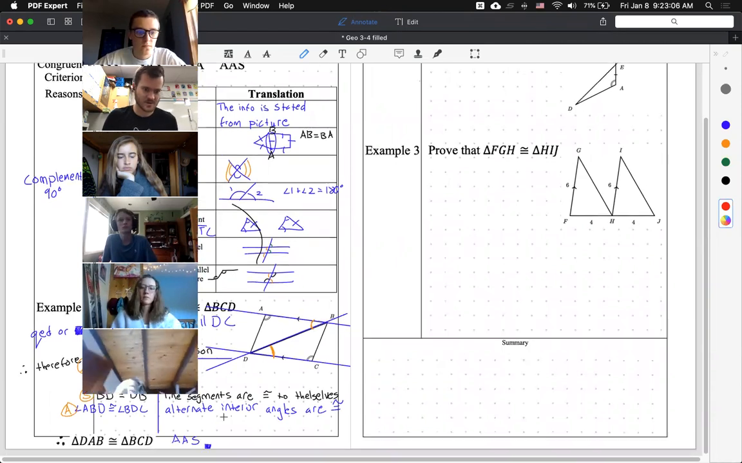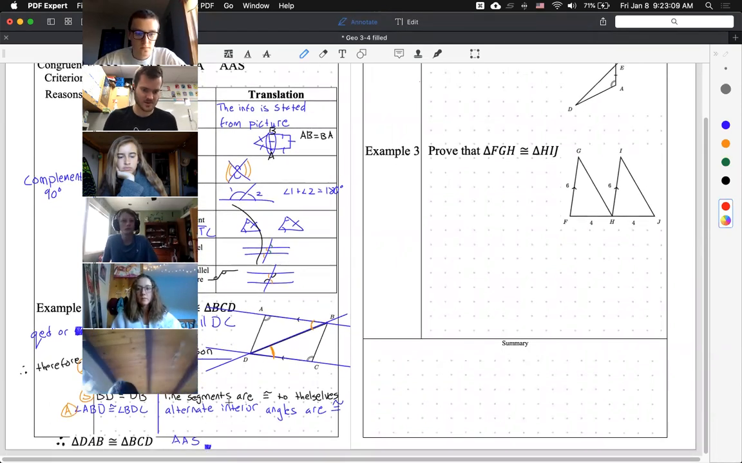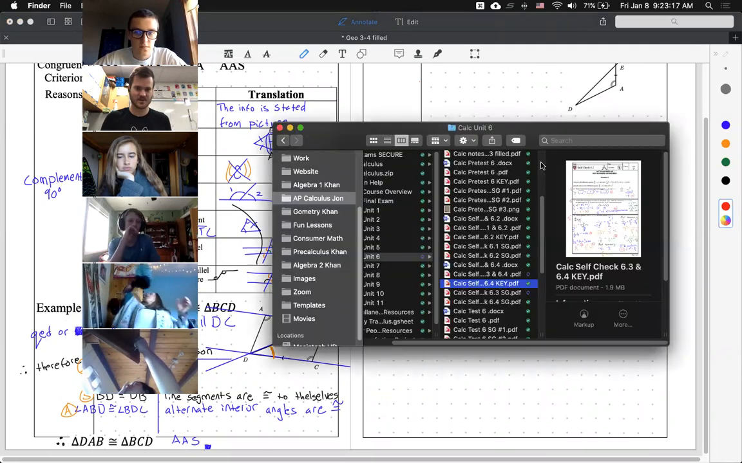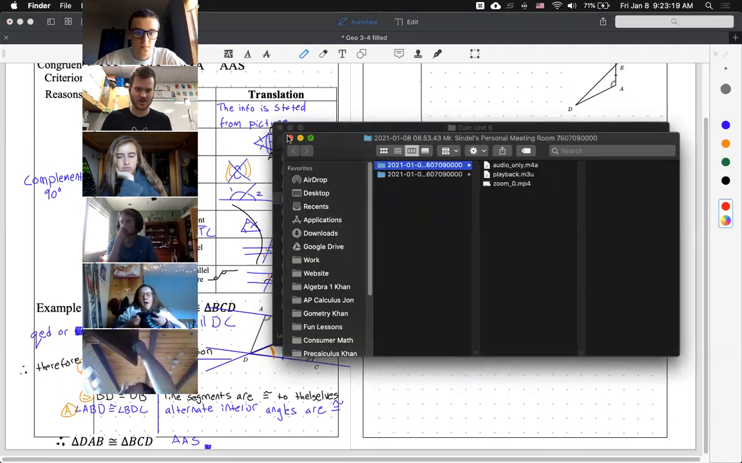Remember that you always end your proof usually with this black square, or you can say quod erat demonstrandum, QED, to say I have proven what I set out to do. It's the formal way that you end a proof.